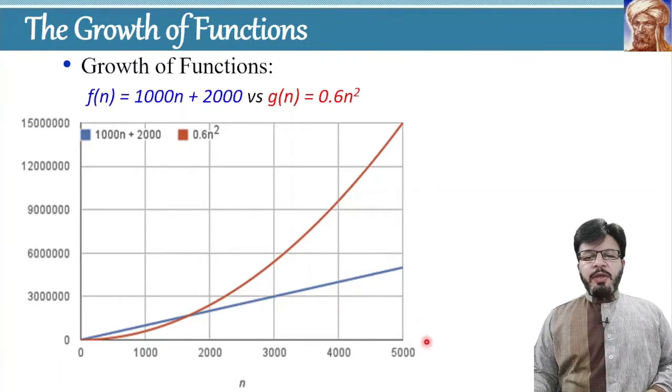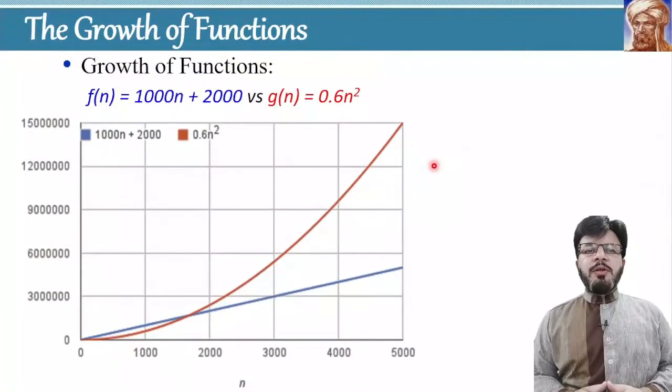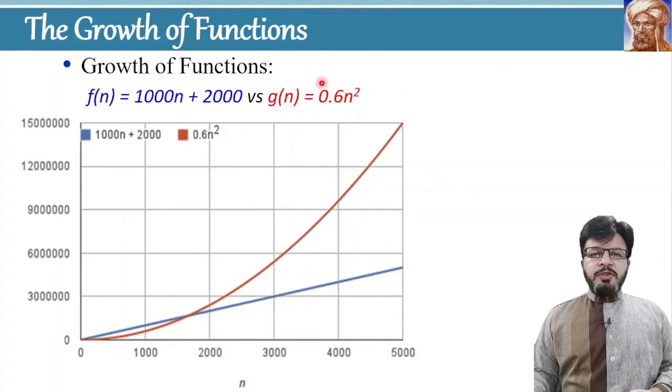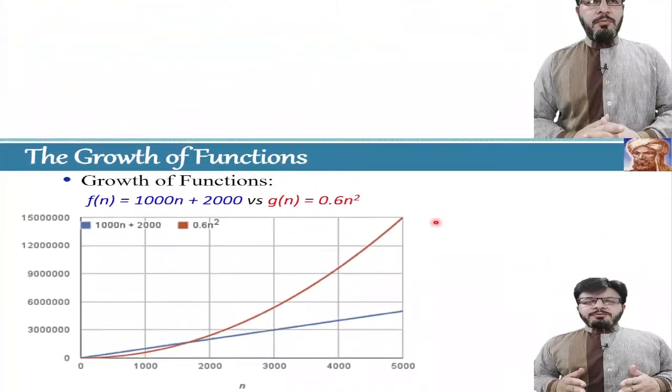And when the value of n is 5000, the value of f of n is just near to 6 million, while the value of g of n is 15 million. So what can we conclude from this example? We can see the growth of this function is faster as compared to the growth of this function. In other words, the growth of this function, that is f of n, is slower as compared to the growth of this function. In asymptotic analysis, it is the growth of the functions that matters.